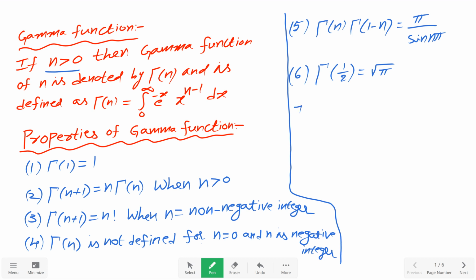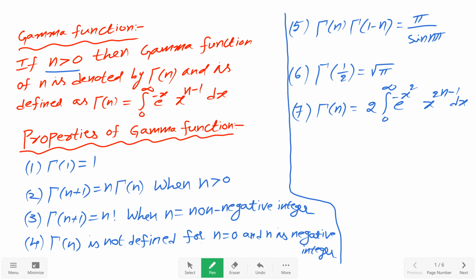Now the last property is gamma of n is equal to 2 into integral 0 to infinity e power minus x square into x power 2n minus 1 into dx. These are the 7 properties we have to learn. To discuss the problems, we have to remember these 7 properties of the gamma function.